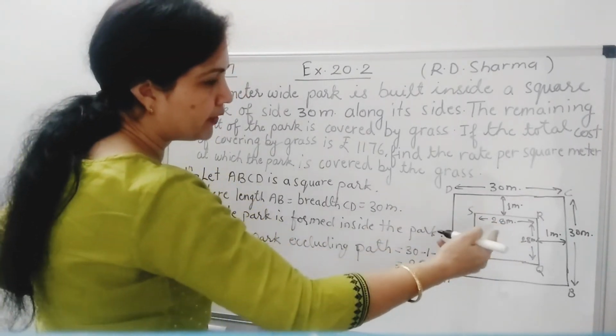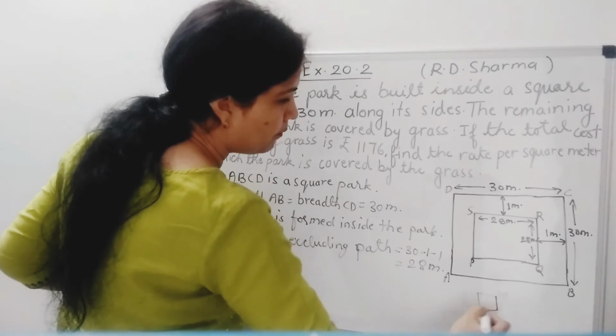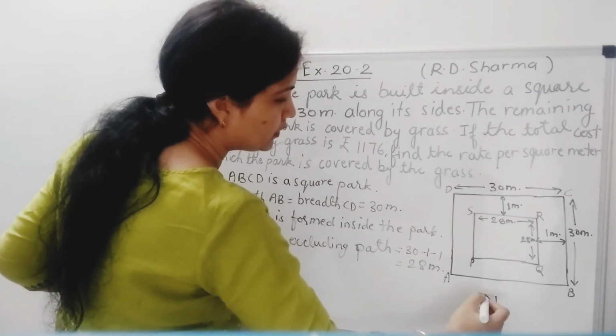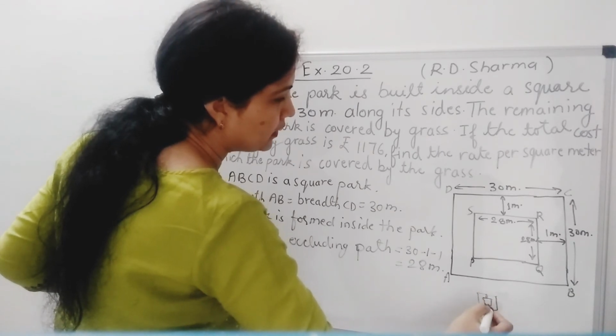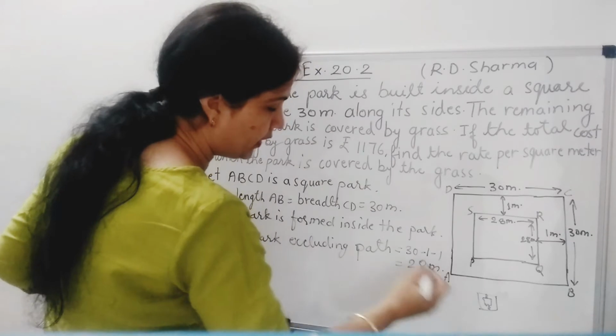I have already written it, but how has it come? Suppose this is the park and inside we are making a 1 meter wide path. So 1 meter from here and 1 meter from here. Both sides we are doing, so it will be minus 1 and minus 1. So it will be 28 meter.